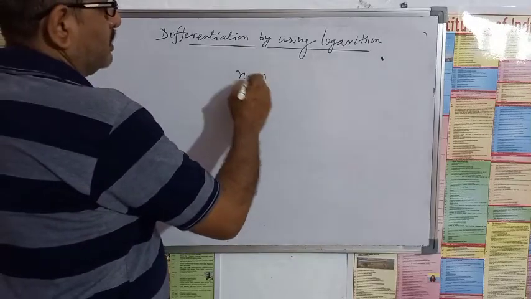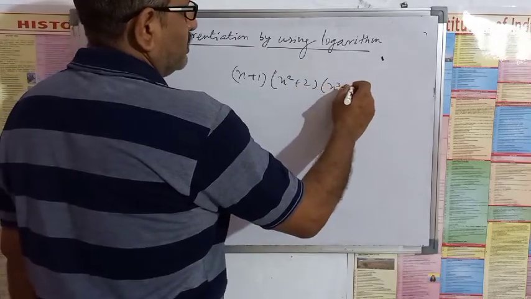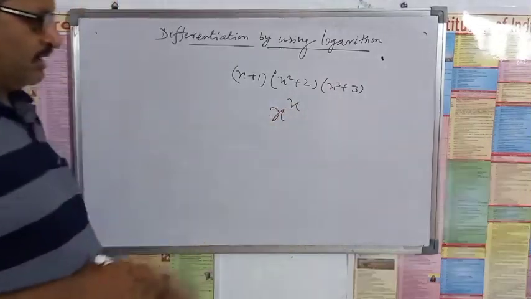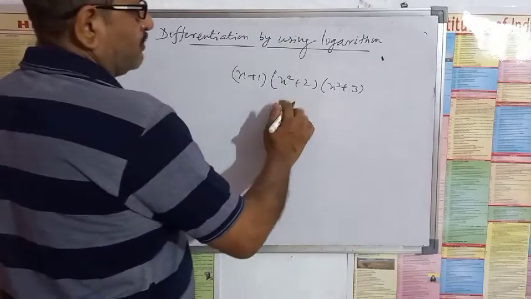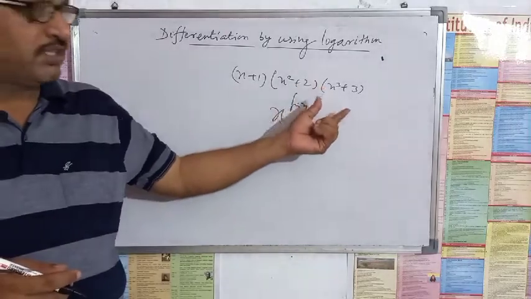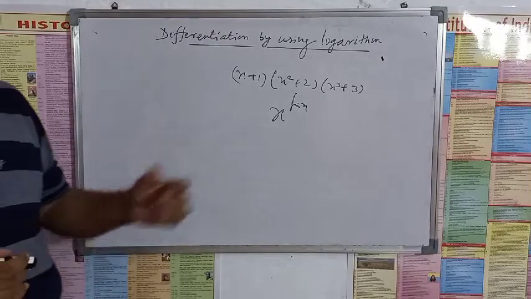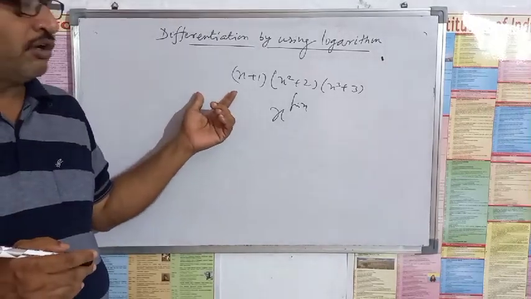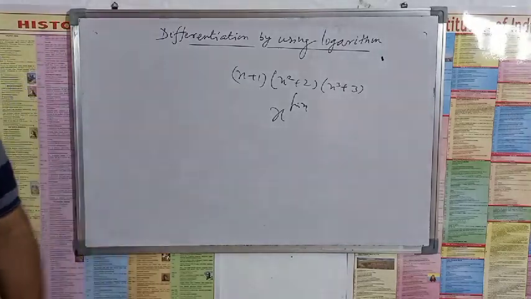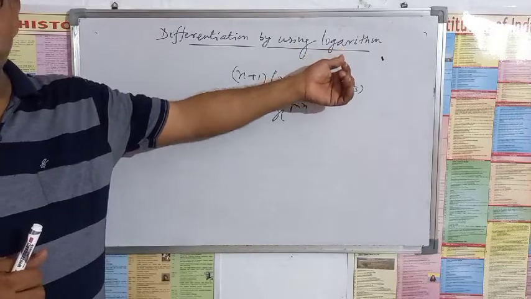Suppose x plus 1 into x square plus 2 into x cube plus 3. A product of many functions is given, or a function to the power of a function, like x to the power x, or x to the power sin x, cos x, whatever it may be. Before differentiation, we take the log of this function, and using the properties of logarithm, we simplify it. After that, we can differentiate it. Let us see with the help of an example how we can use log in differentiation.